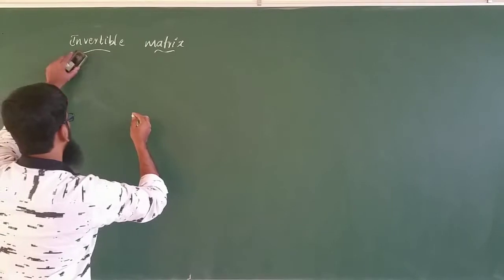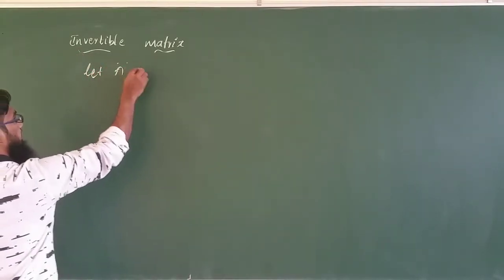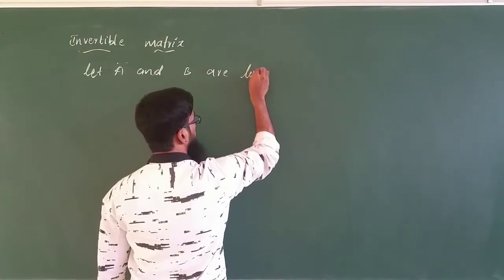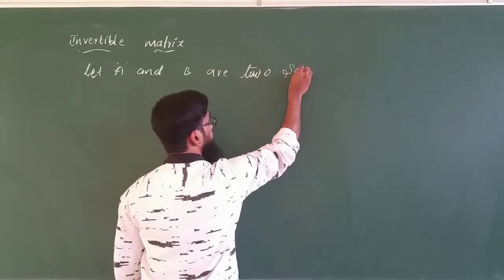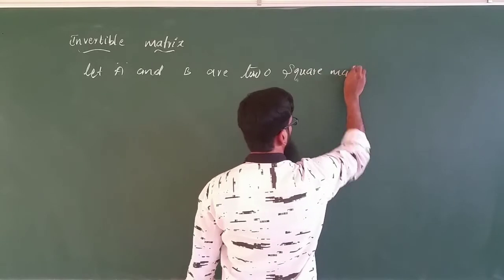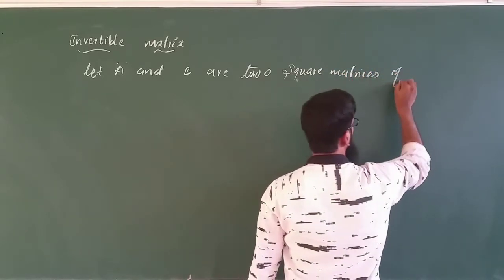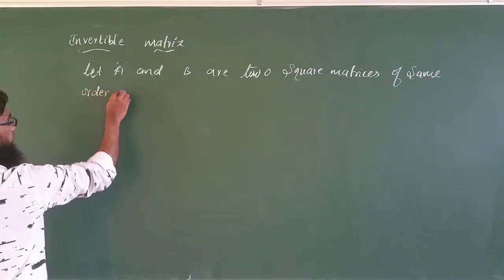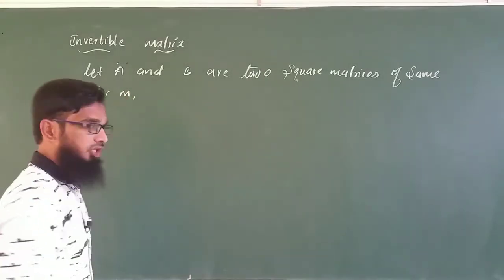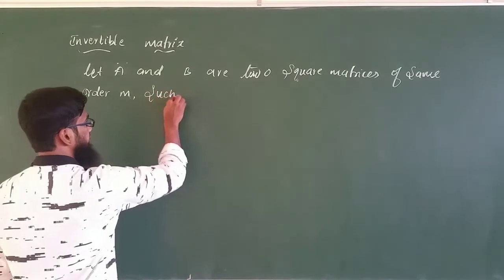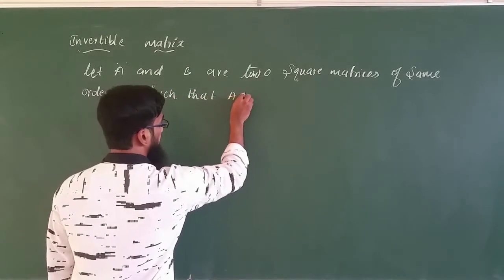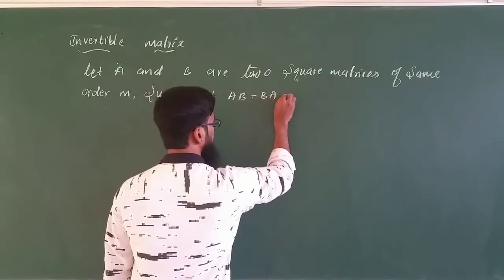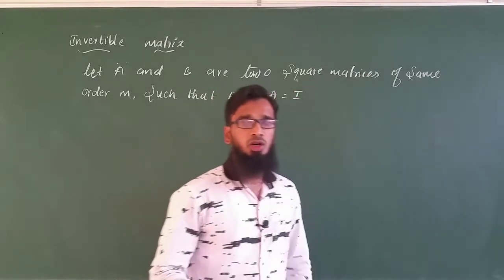let A and B be two square matrices of the same order, say order M, such that the product of matrix A into B is equal to the product of B into A, and that is equal to the identity matrix of the same order.